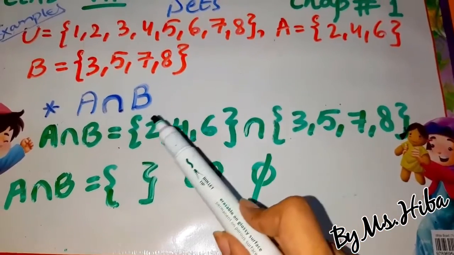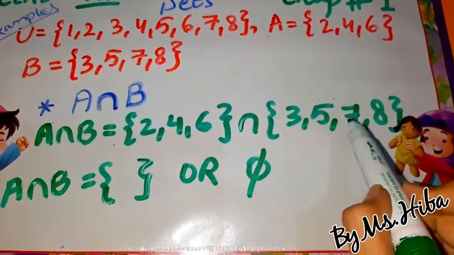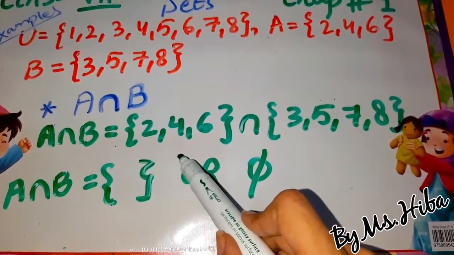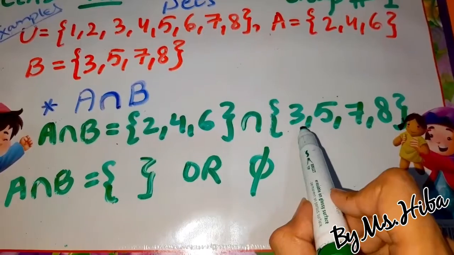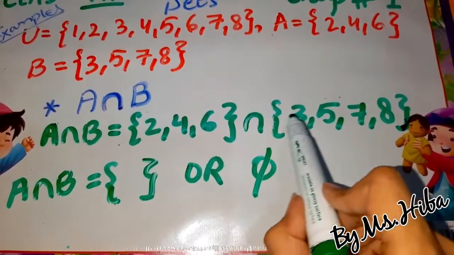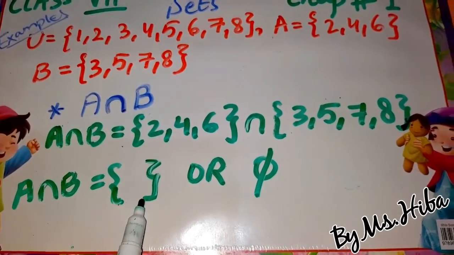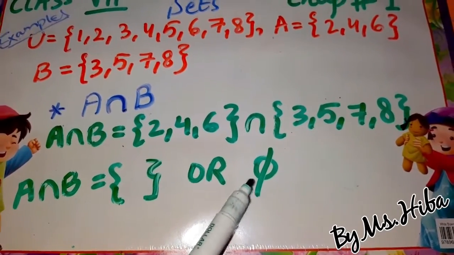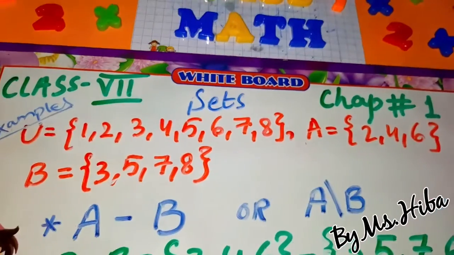To find the intersection, we write the common numbers of both sets, and we can see that we don't have any common number in set A and set B. There is not any common number. So the answer will be the empty set or null set, because we don't have any element in it.